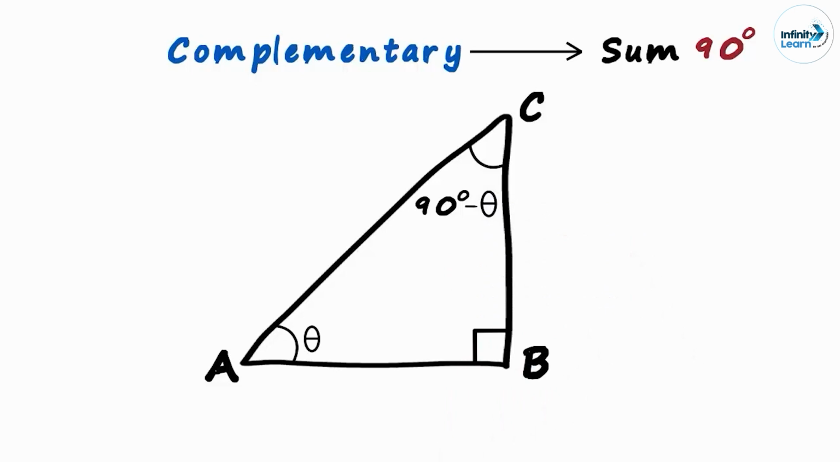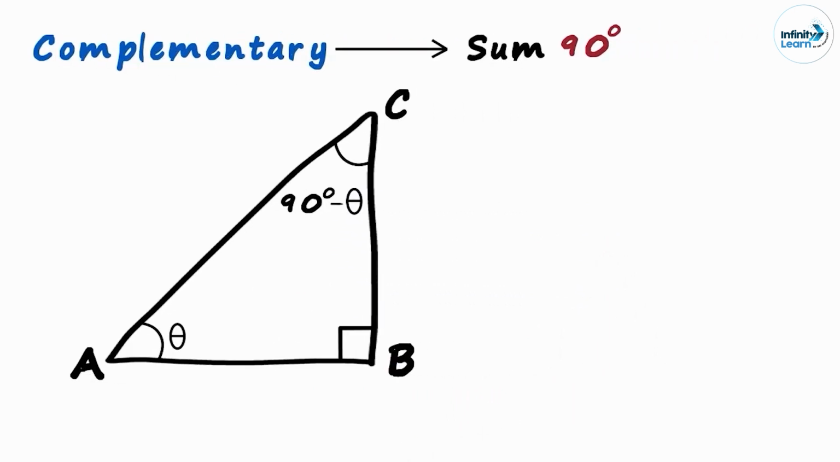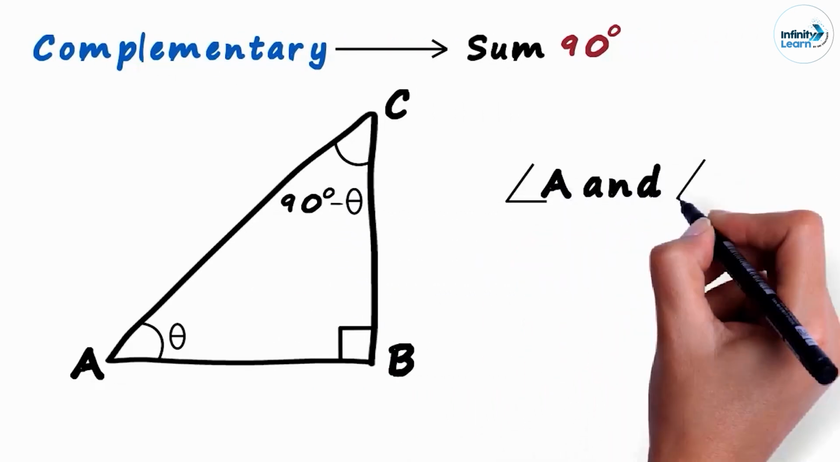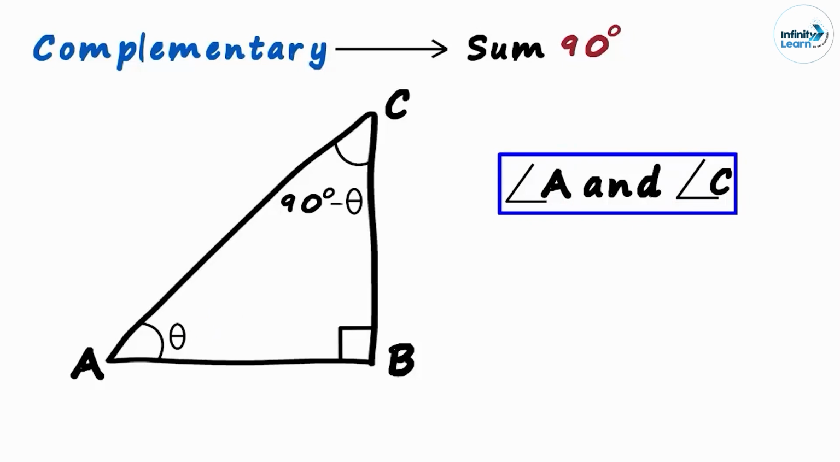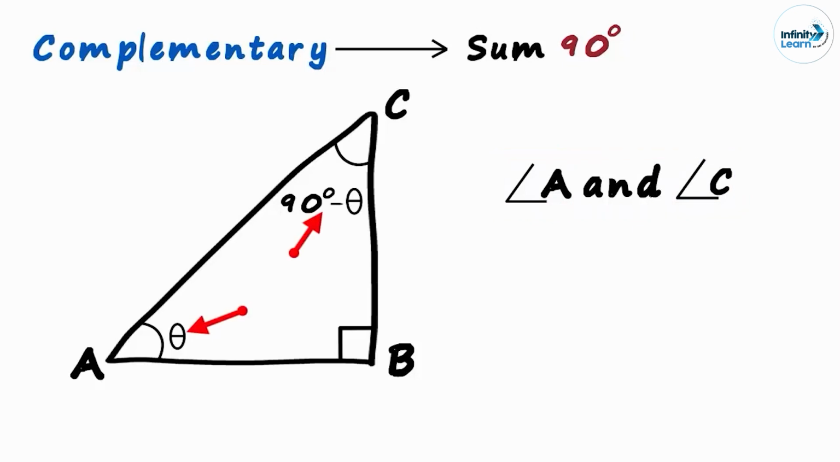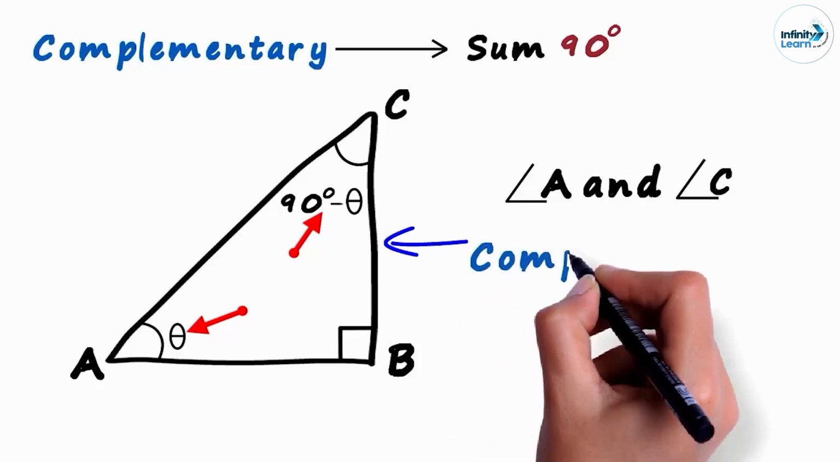Observe this triangle closely. Look at angle A and angle C. One angle is theta, the other is 90 degrees minus theta. Their sum will always be 90 degrees. This tells us that the two acute angles in a right triangle are always complementary.